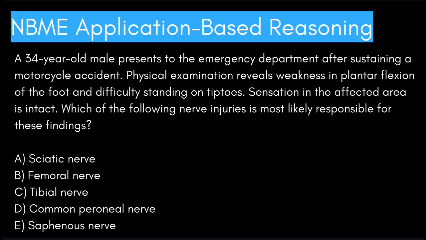We have a 34-year-old male who presents to the emergency department after sustaining a motorcycle accident. Physical examination reveals weakness in plantar flexion of the foot and difficulty standing on the tiptoes. Sensation in the affected area is intact. Which of the following nerve injuries is most likely responsible for these findings? Give you guys a few seconds to figure this out.